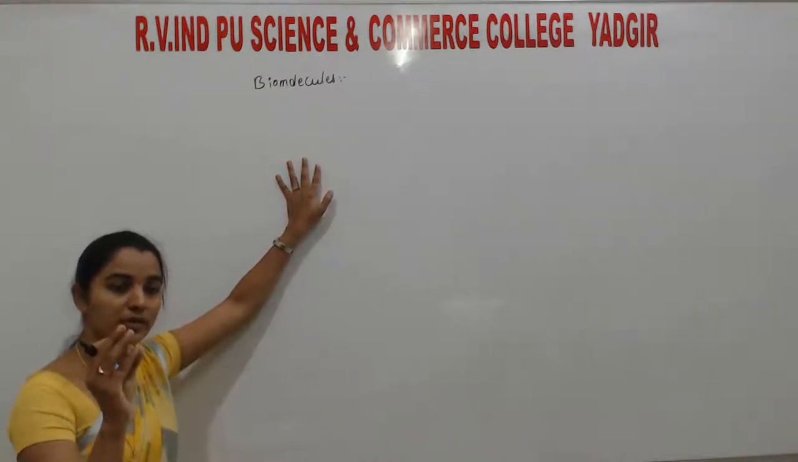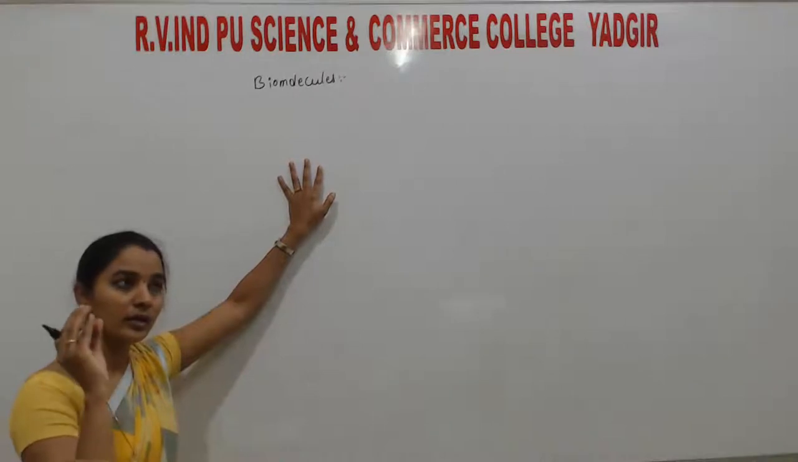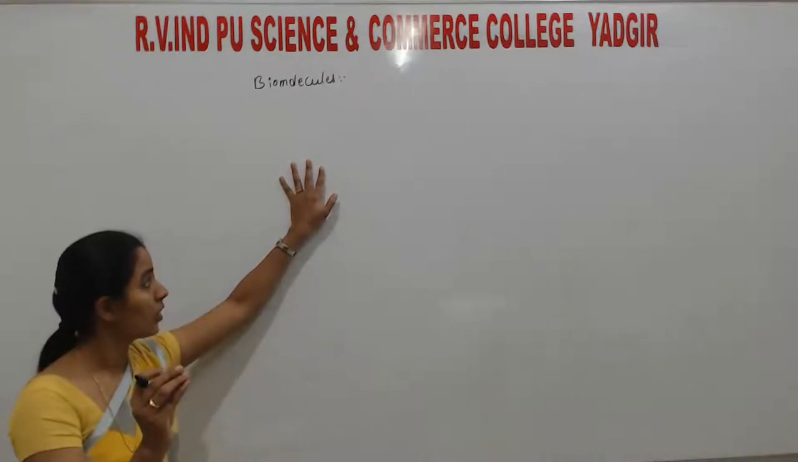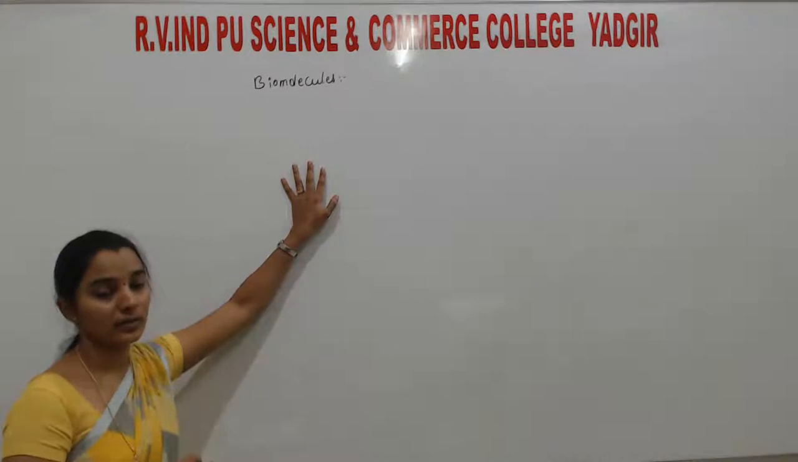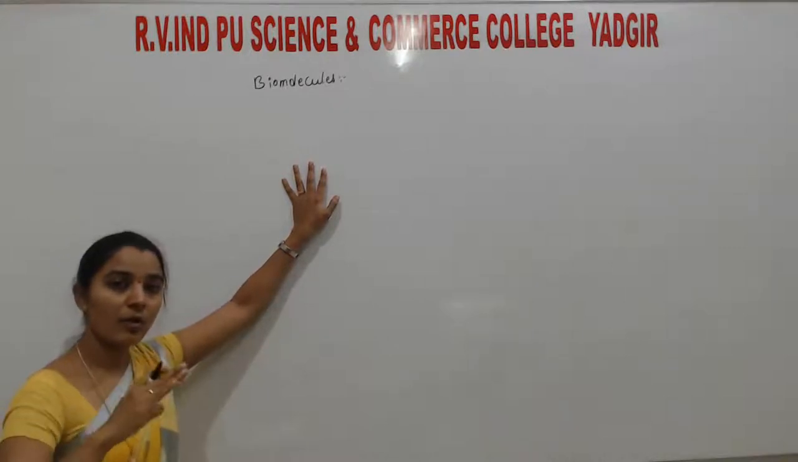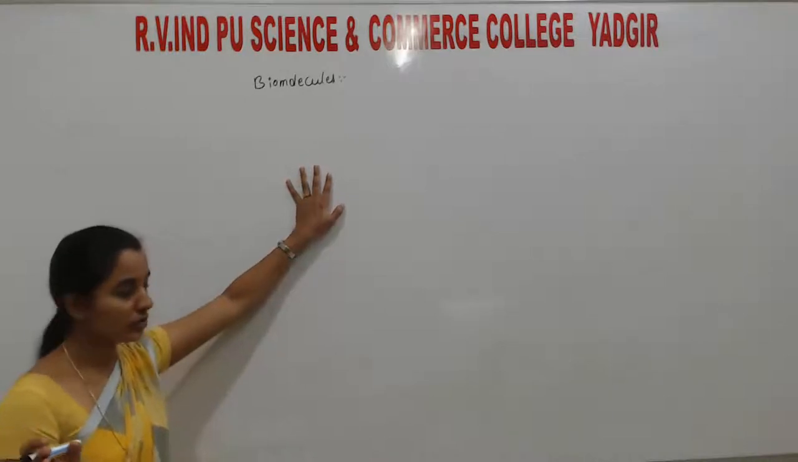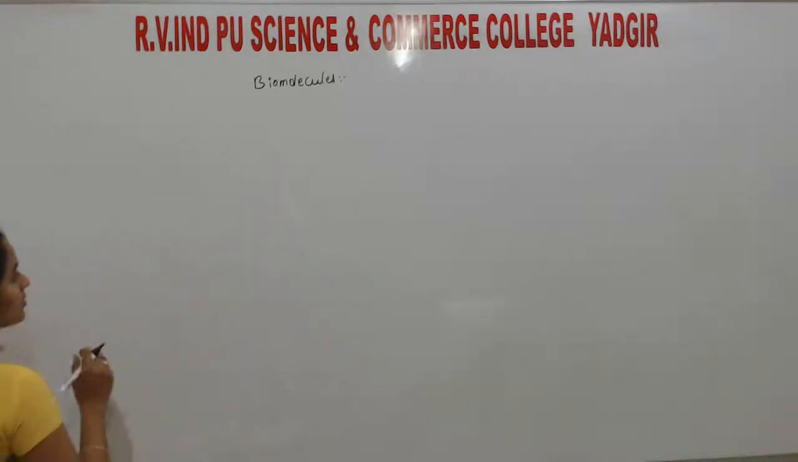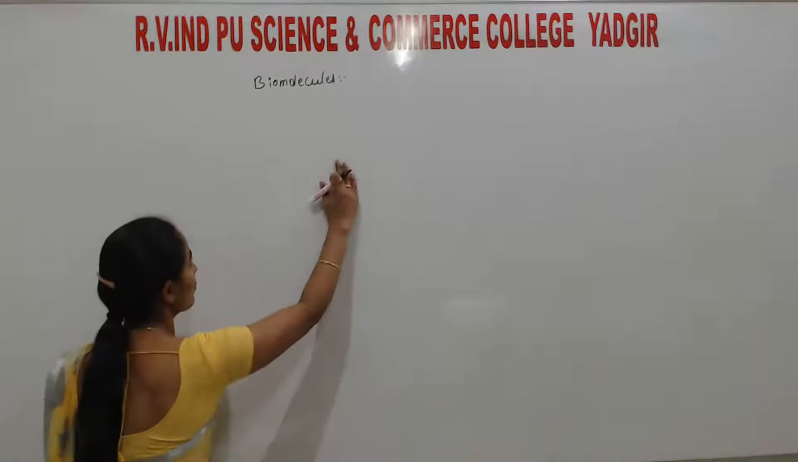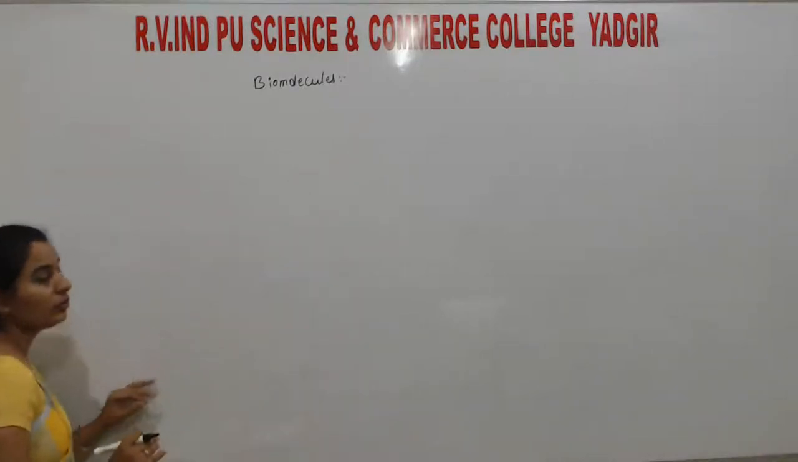So carbohydrates are there, and then biomolecules are there: carbohydrates, proteins, and nucleic acids. Except that amino acids are removed, vitamins are removed, enzymes are removed. So those are not in the biomolecules. Based on the retained portion only, I'll give the important questions for you.